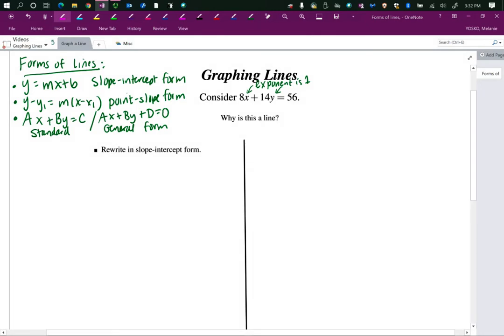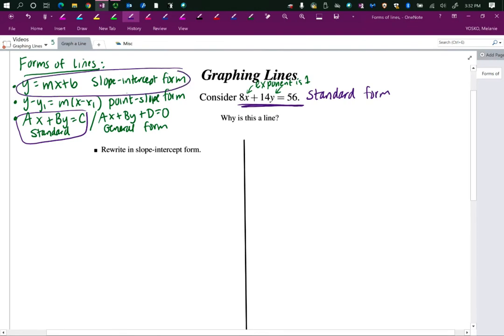The first thing we're going to do is rewrite in slope-intercept form. Now look at it right now: 8x plus 14y equals 56. Do you see it's actually given in standard form? So we want it in slope-intercept form, which means we want it to be like this: y equals mx plus b. If you look at this, I'm going to highlight it, slope-intercept form, you notice that y is all by itself. So what we're going to do is isolate the y term.